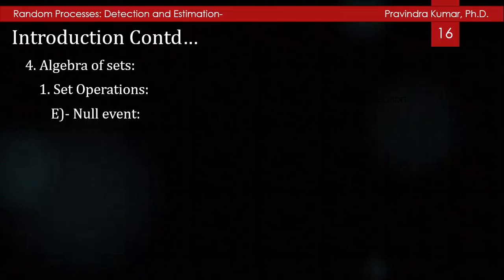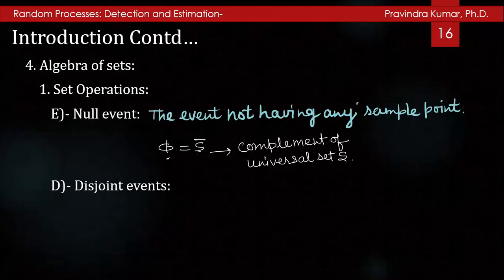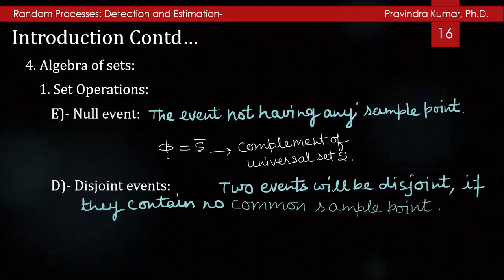Now the fifth point is the null event. The event which does not have any sample point is termed a null event, and it is denoted by phi. So phi is equal to the complement of the universal set. Next is the disjoint event. Two events A and B will be mutually exclusive or disjoint events if they contain no common sample points. This means that if there are no common sample points, then A intersection B will be the null set.